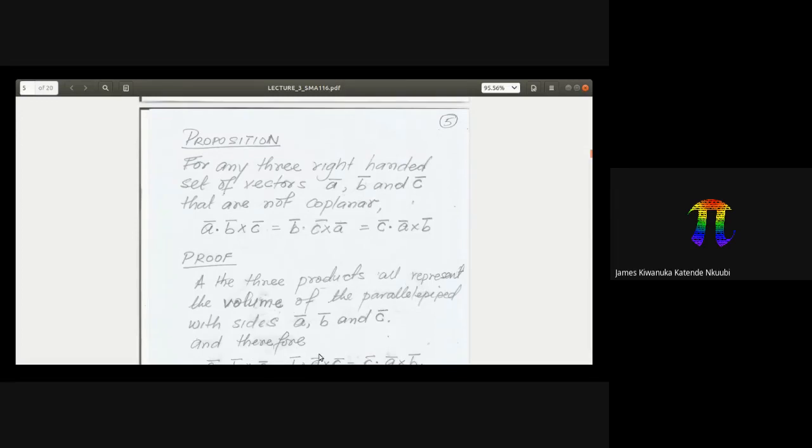So here is another result. It says for any three right-handed sets of vectors, A, B, and C, that are not in the same plane, so they're not coplanar. You learned about planes in geometry, right? You learned about planes in 2 dimensions.